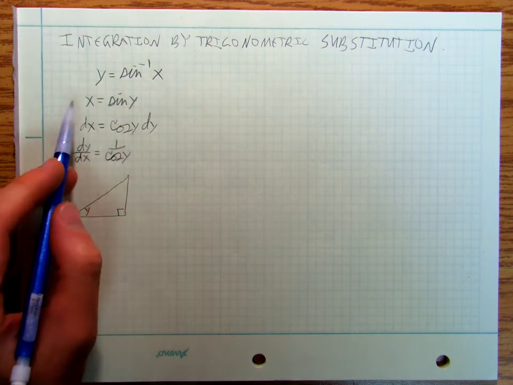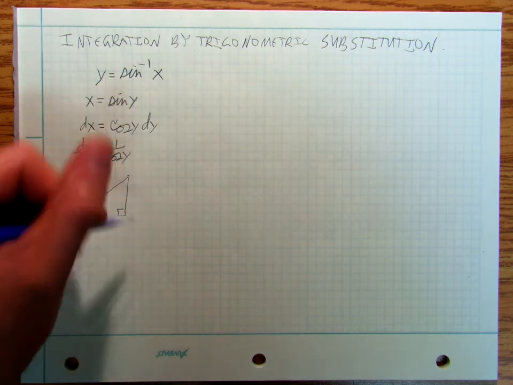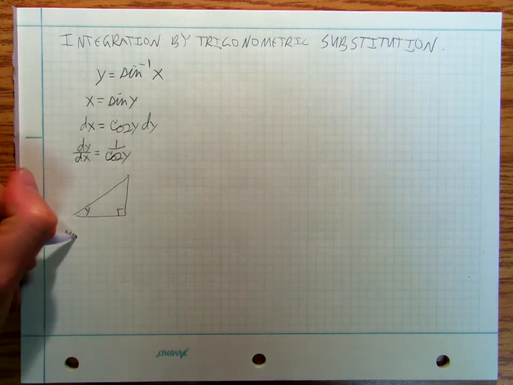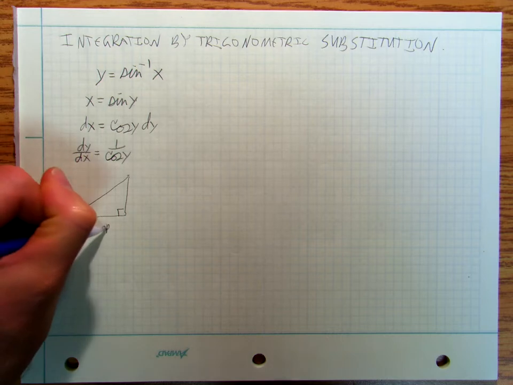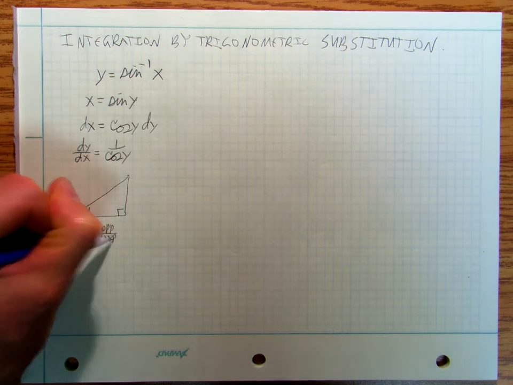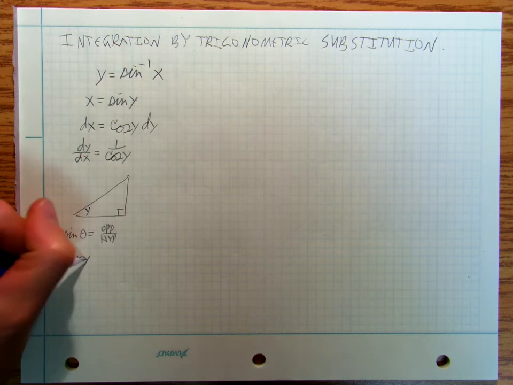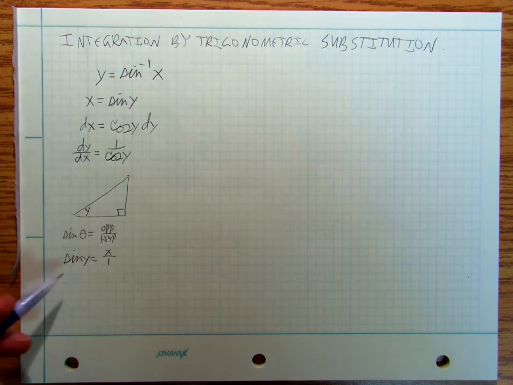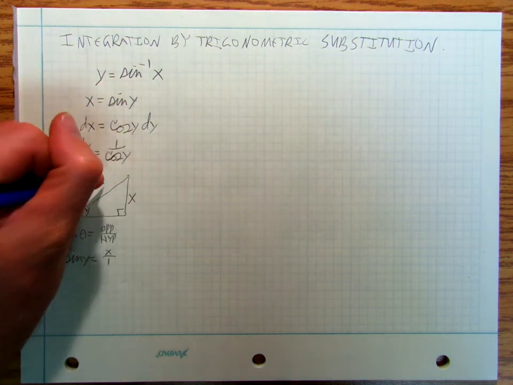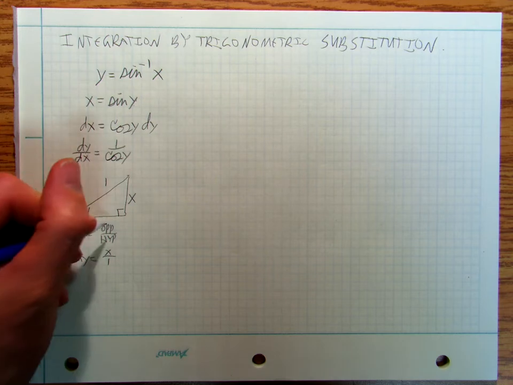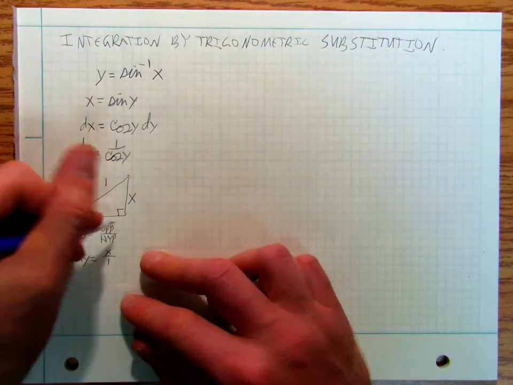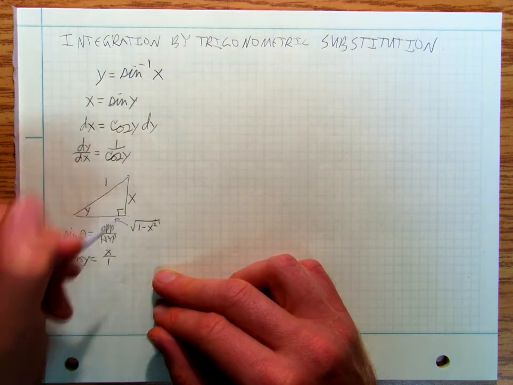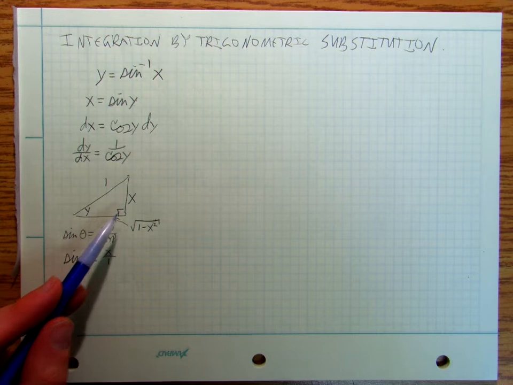Sine theta equals opposite over hypotenuse. So sine y equals x over 1. That's what this is telling us right there. So we're going to say x there, 1 there, and I didn't leave much room. So we're going to call that side the square root of 1 minus x squared.